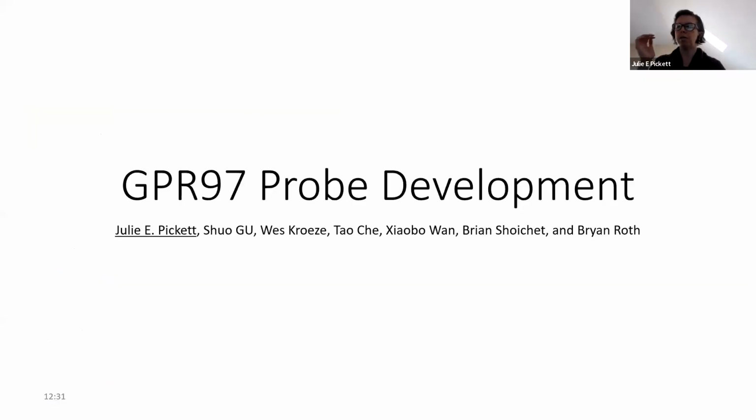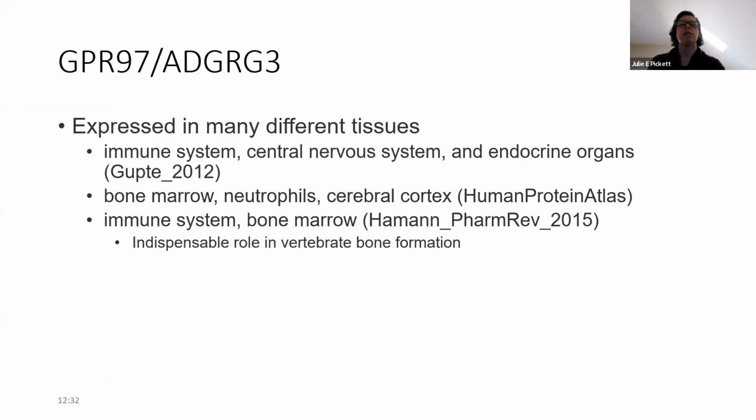Like Bryan said, I'm going to tell you about what I've been working on in the lab. I've been working on a probe for GPR97. GPR97 is an adhesion GPCR that's found in many different tissues, especially the immune system and the bone marrow. It's thought to have an indispensable role in vertebrate bone formation. It's cropping up in lots of different diseases here and there, but not really one defining one yet. Maybe when there are more structures and more small molecules to study, we'll find some more things.